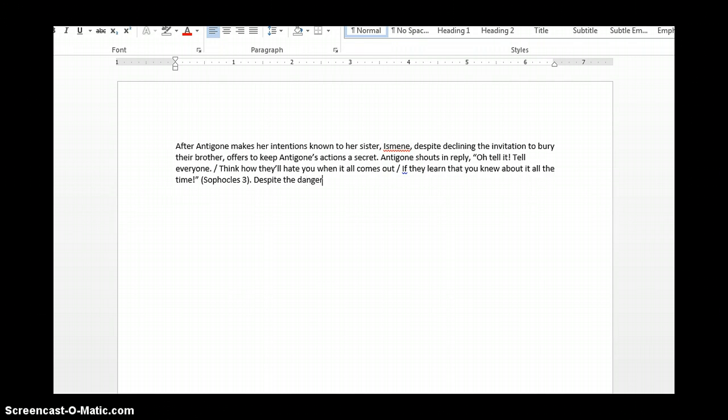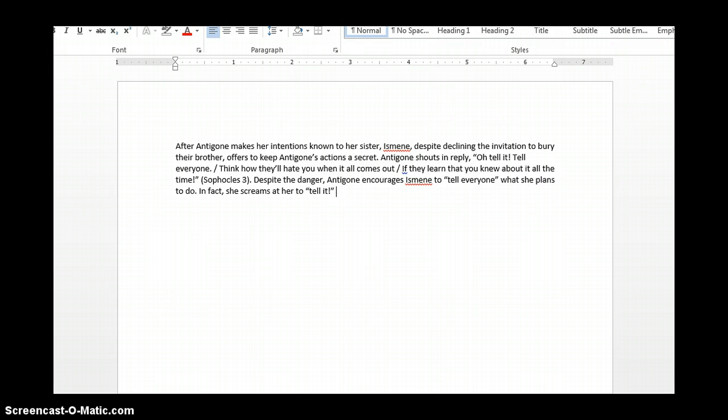So, despite the danger, Antigone encourages Ismene to tell everyone what she plans to do. All right, as I was thinking, I actually decided what I really wanted to focus on was the fact that Antigone is aware that if everyone finds out that Antigone actually buries the brother, that she ultimately is going to get killed, but she doesn't care. This is more important to her that other people know this, even though it's dangerous. In fact, she screams at her to tell it.